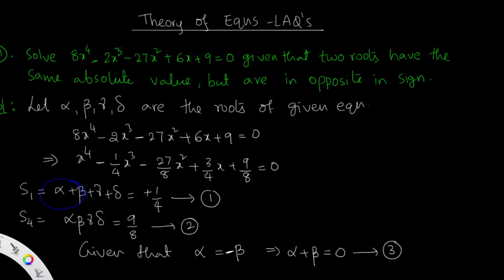Therefore, I am writing on the next page: alpha plus beta plus gamma plus delta equal to 1 by 4, we got. But alpha plus beta is nothing but 0, it is given. Then that implies gamma plus delta becomes 1 by 4. So that is the relation, 1 by 4.